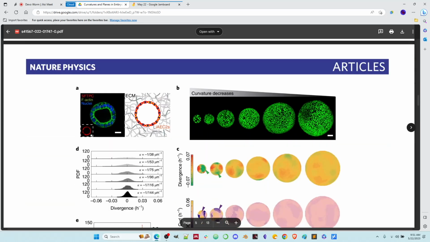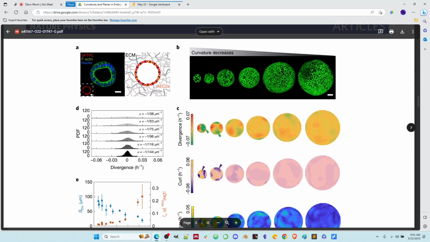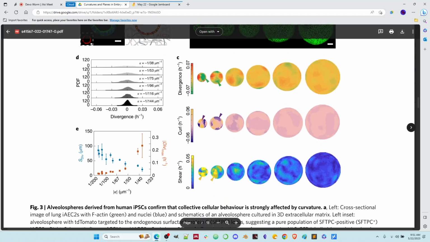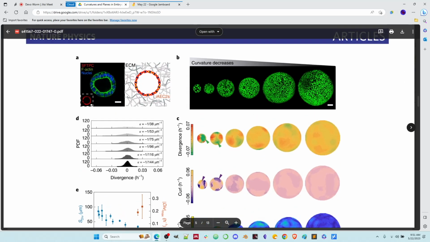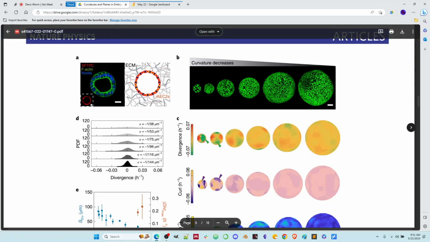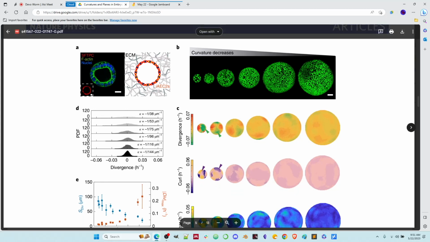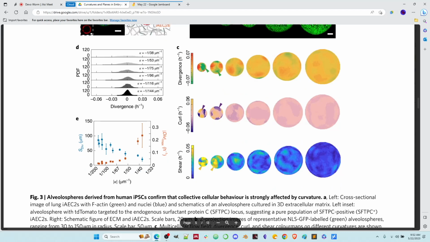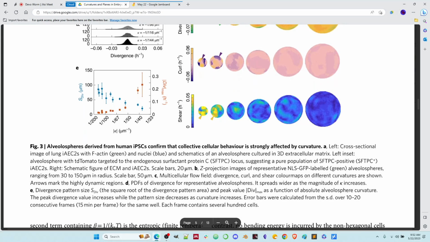And then you have additional cases here where you can show the curvature decreasing and look at some of the effects of that. So this is this alveolosphere, which is derived from human-induced pluripotent stem cells. This is the model they're using, and they've stained it for different things in the cell. They show this extracellular matrix and then the curvature here, and they're showing increases and decreases in curvature. They confirm that collective cell behavior is strongly affected by curvature, as they showed in the theoretical model. So they're able to show this in a biological context.